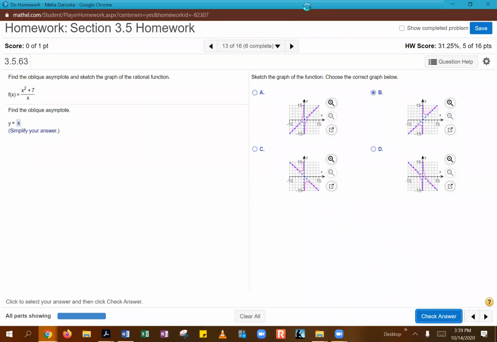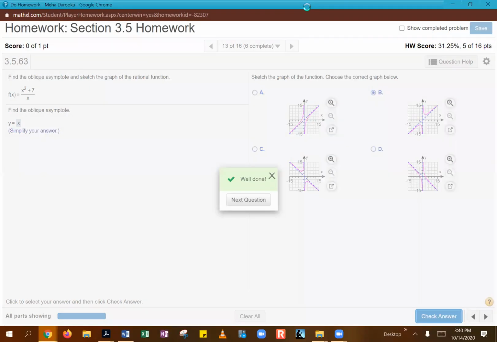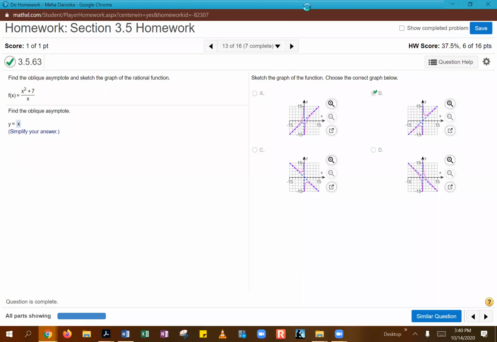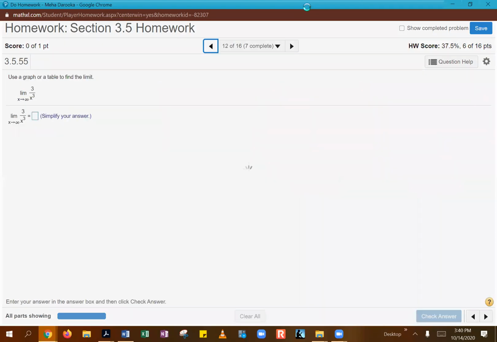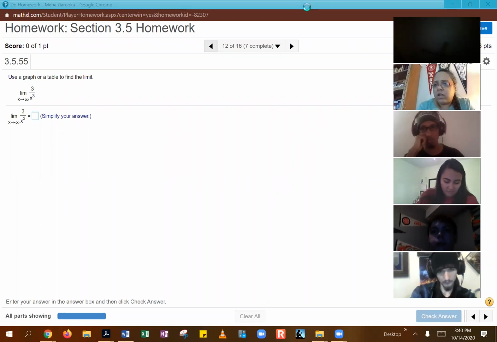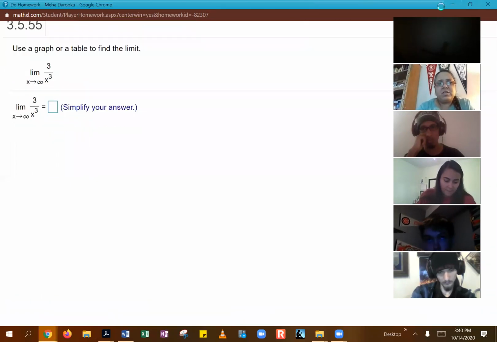So yeah, graph B is a good choice. And then we can check our answer and see if that's okay or not. And obviously it is. So just remember, this would be the type of example where my recommendation is to use long division instead of synthetic division.